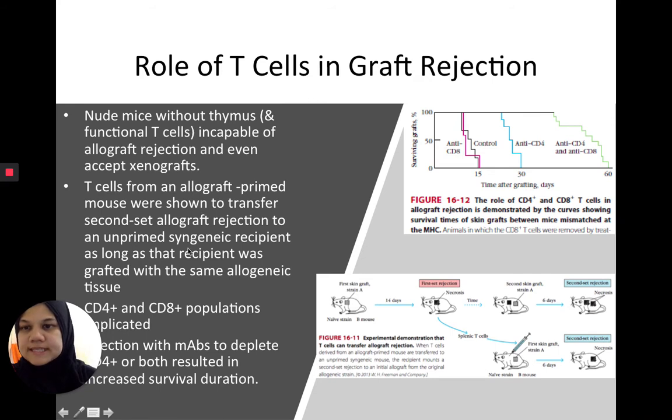Another point is that the T cells from an allograft primed mouse are shown to transfer the second set allograft rejection. So let's say in this case, mouse A has already experienced the first set graft rejection. They transplanted the T cells from that mouse to mouse B, and mouse B actually demonstrates a second set rejection, even though it hasn't had the first transplantation, which means all of that memory is coming from the mouse that had that first rejection.